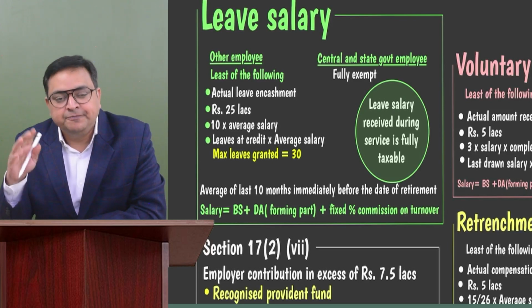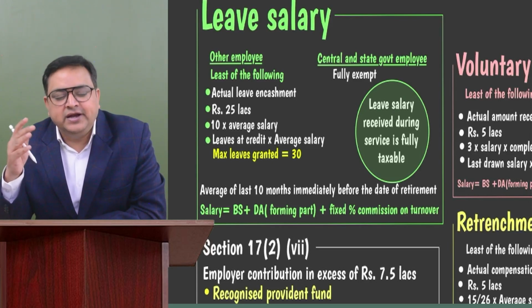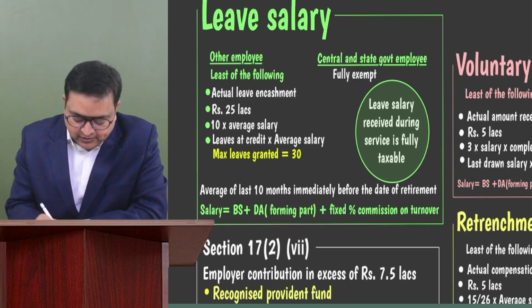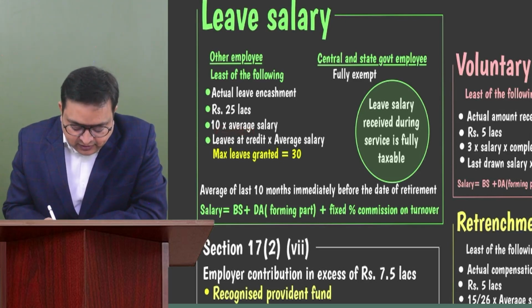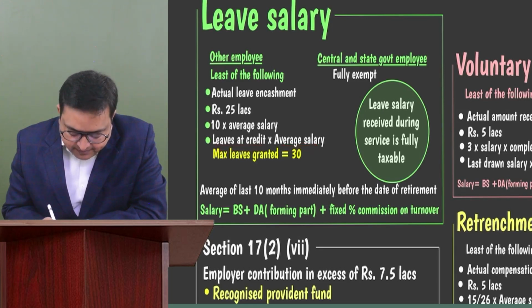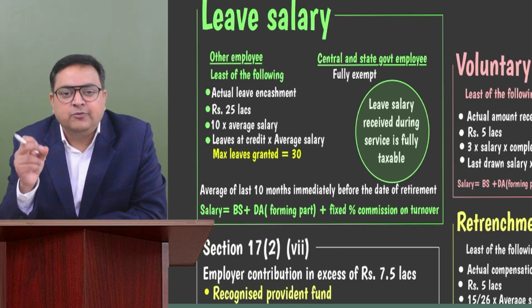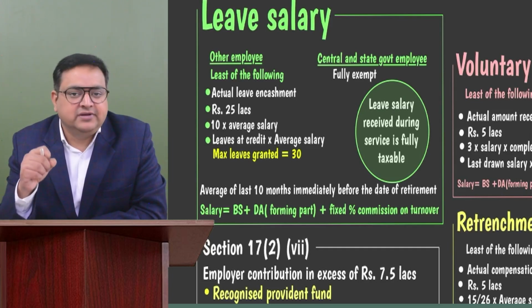And what is the average? For the last 10 months before the date of retirement, whatever is the last 10 months, please take the average of it, right? So 10 into average salary, into leaves at the credit. But what is leaves at the credit? What are the leaves which you have not availed? That is called leaves with the credit.